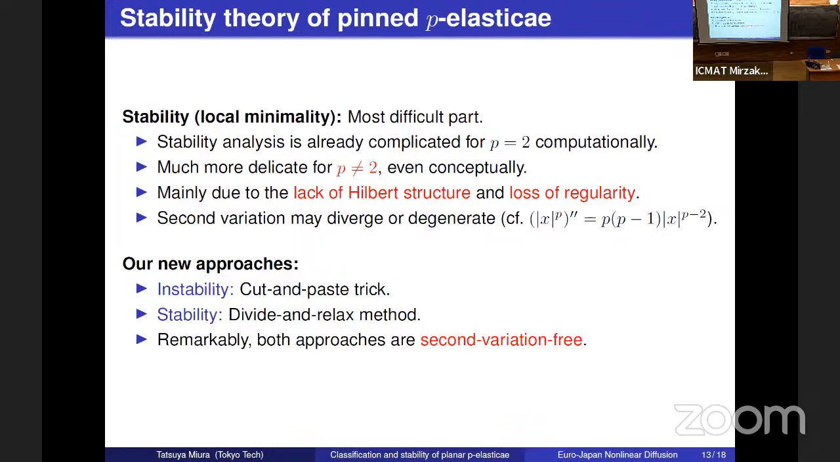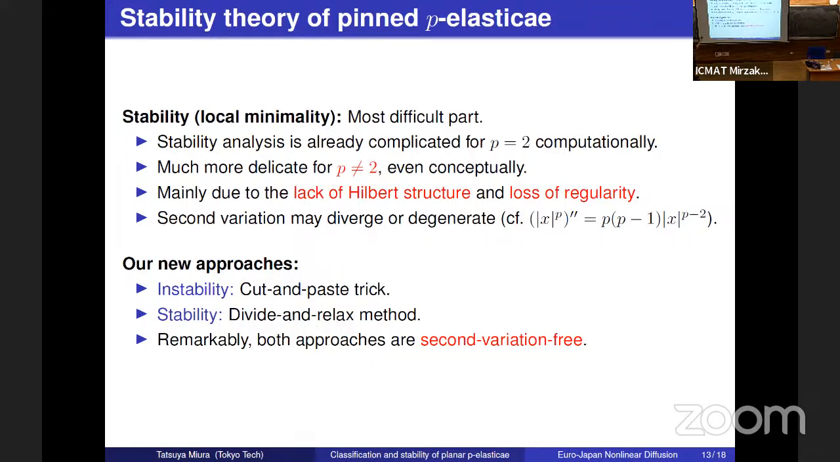But the point is that we are now considering p not necessarily equal to 2. In this case, even conceptually, the stability analysis is delicate, because now we have no Hilbert structure for this problem. So the second variation analysis does not straightforwardly imply stability at the nonlinear level, for the original problem. This is the kind of difficulty. And also we have a trivial loss of regularity in this context, which also makes the problem more involved.